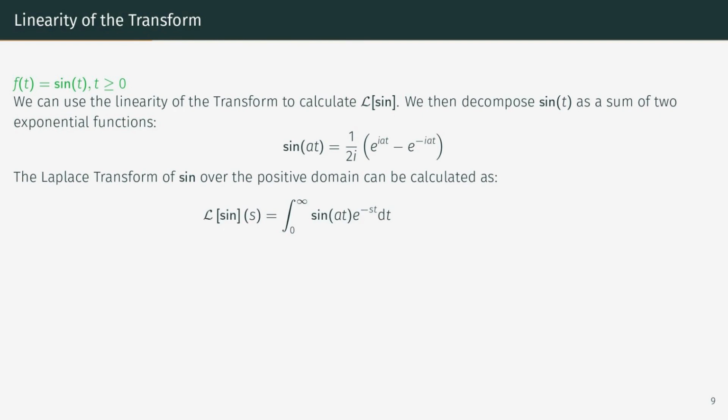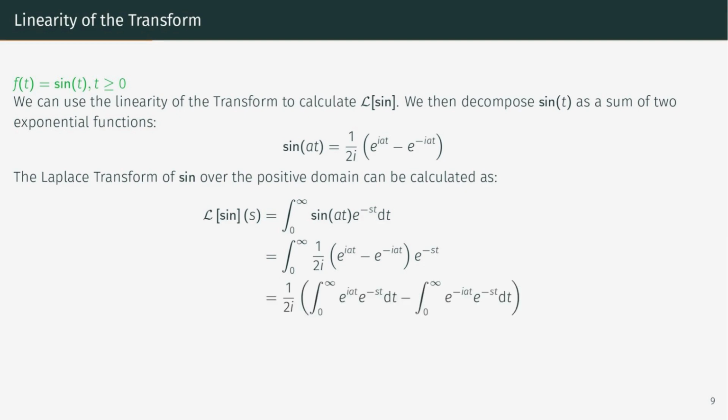We start by filling in the function such that the Laplace transform of the sine equals the integral of the sine of at times e to the negative st dt from 0 to infinity. Decomposing the sine of at as a sum of the two exponential functions then gives this as equaling the integral of 1 over 2i times e to the iat minus e to the negative iat, times e to the negative st dt.